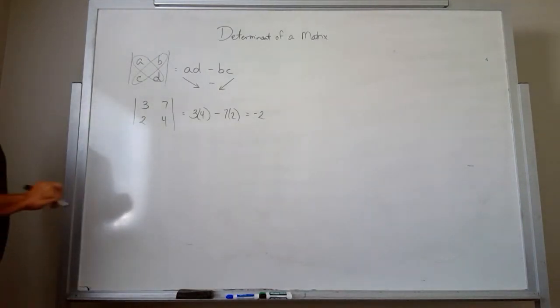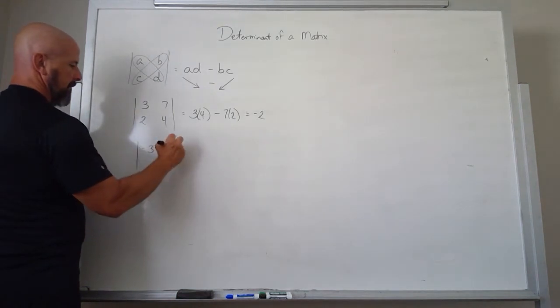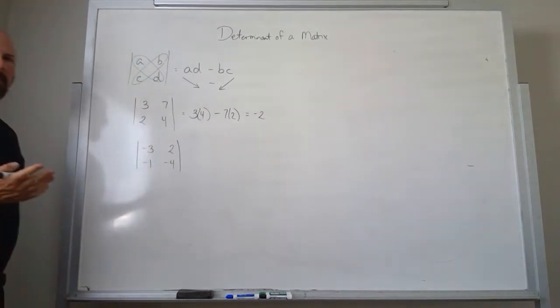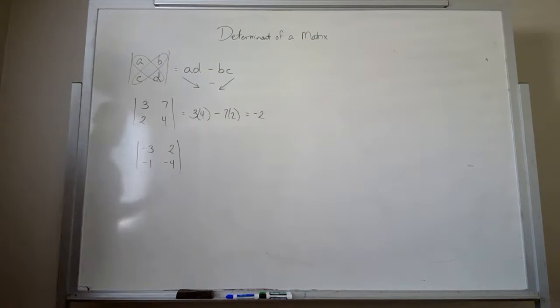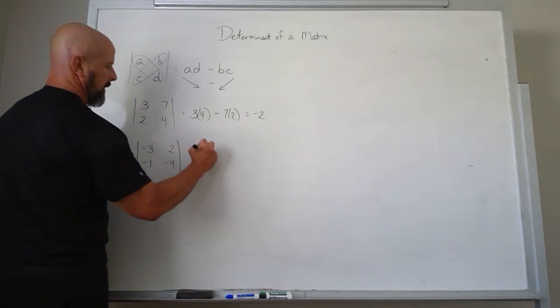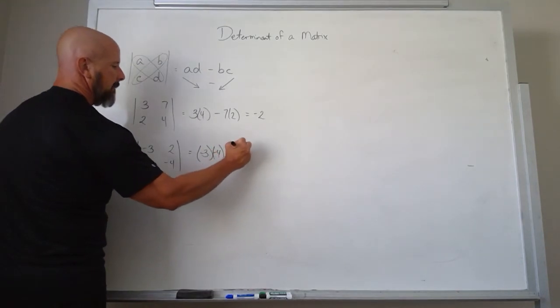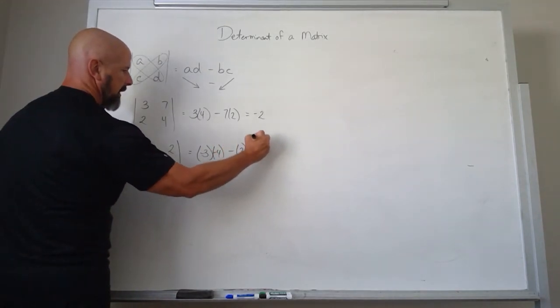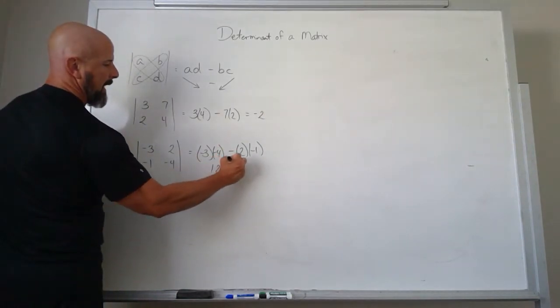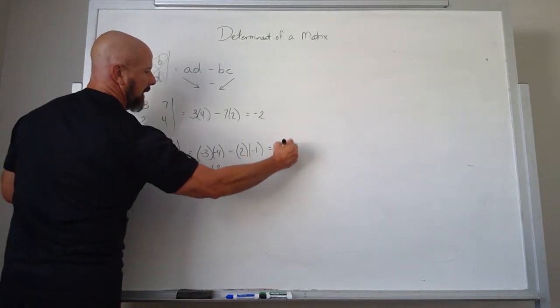Okay. Let's go -3, 2, -1, -4. So it doesn't matter what the signs are in there. We're still going to work with moving down and then minus coming back the other way. Okay. So we're going to start with -3 times -4. So I've got -3 times -4, then minus 2 times -1. So I have a positive 12 minus a -2. That's going to give me that positive 14.